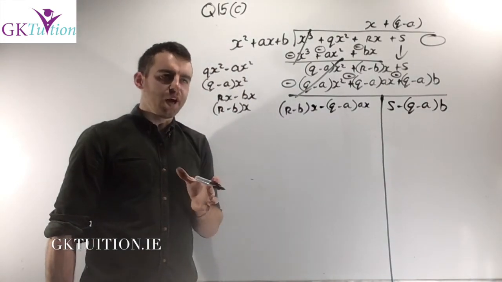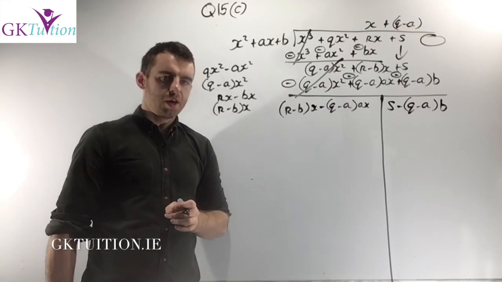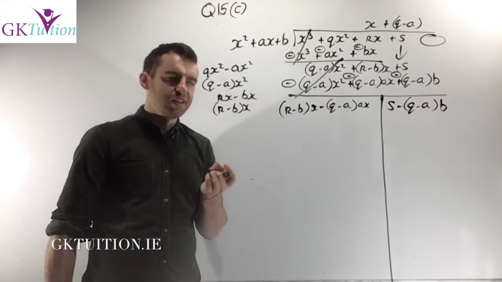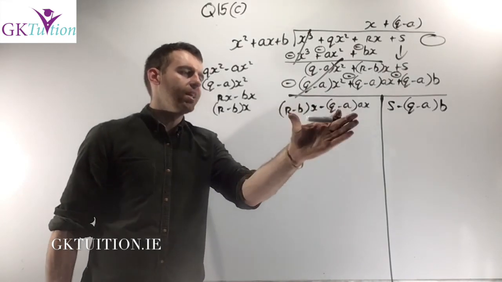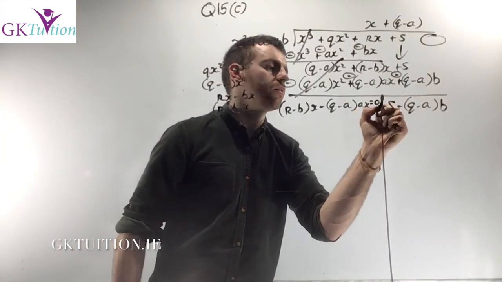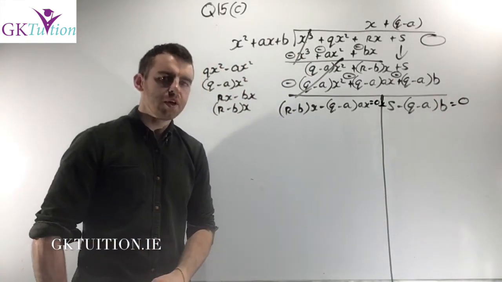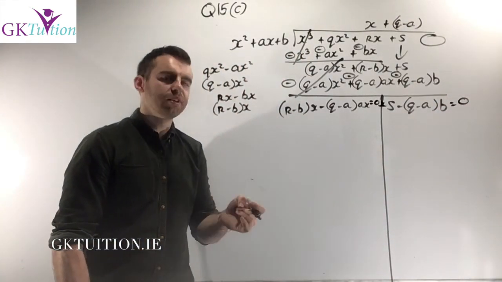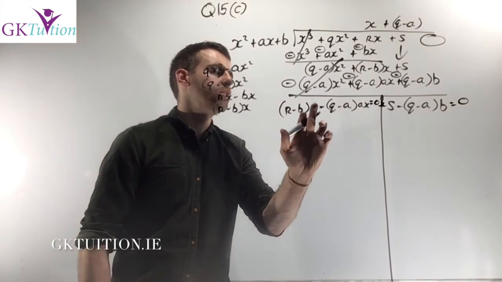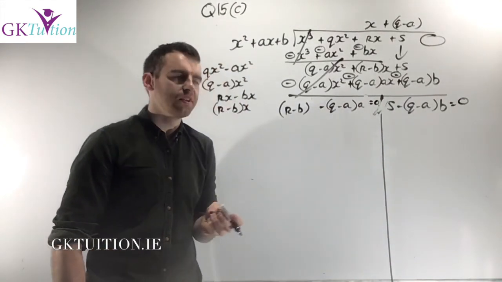Now, this question told me that this quadratic is a factor of this polynomial. In other words, it's telling me that the remainder is equal to 0. So that tells me that each of these is equal to 0. So I can let the first remainder equal to 0x. I can let the second remainder equal to 0. The reason I'm letting the first remainder equal to 0x is because, in fact, we don't need the x's at all. It's just the coefficients of x that add up to 0.